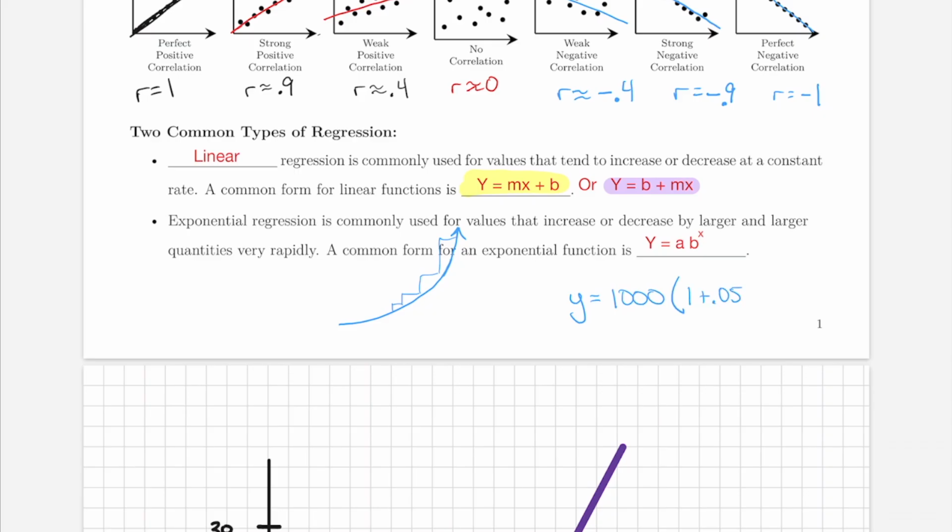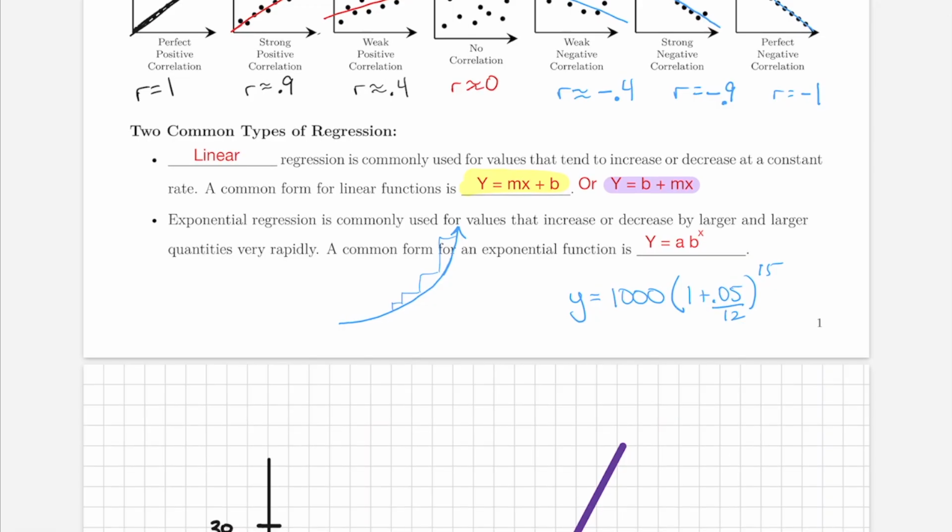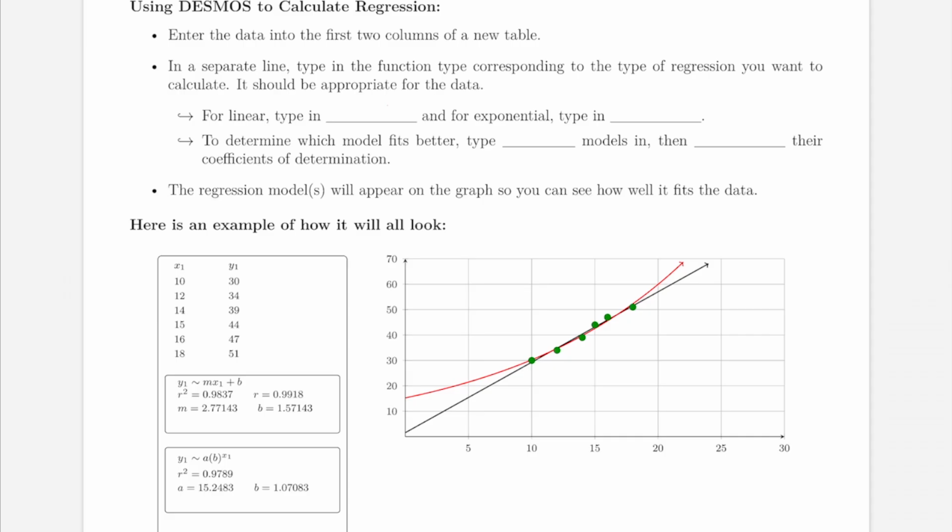We'd say like 0.05 and then raised to the 15th power. So this would be a compound interest where it's only compounding annually for 15 years. If we did it like this, now what we would have is a compound interest formula where it's compounding monthly at 5% for 15 years. So that's a little flashback to other things we did. But your money grows exponentially. It increases at an increasing rate. We are going to be using Desmos to do all of our calculation.